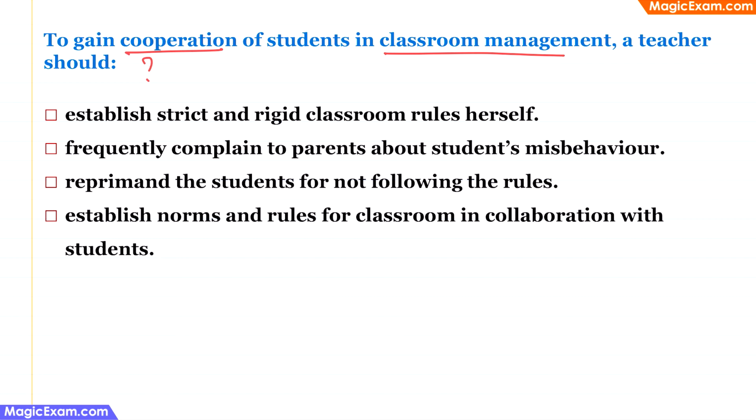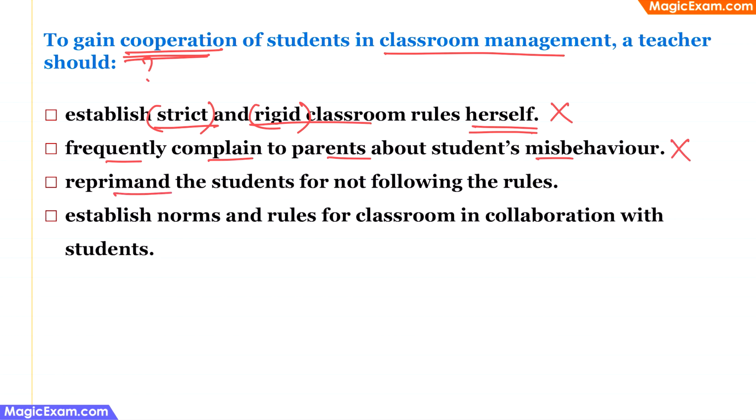Therefore, when we look at the options, the first one says establish strict and rigid classroom rules herself. So if the teacher is establishing strict and rigid classroom rules, then she is not working in cooperation with the student. Therefore, this is incorrect. Next, frequently complain to parents about students' misbehavior. Well, this is also not part of doing any sort of cooperation with the students. Therefore, this is also incorrect.